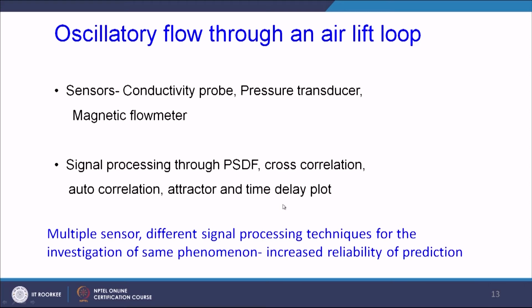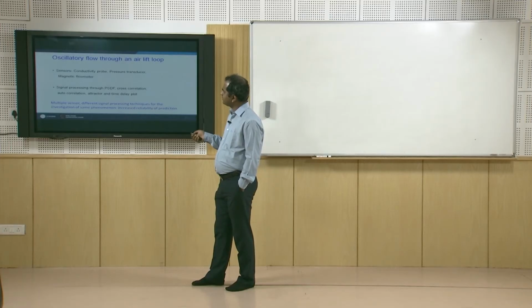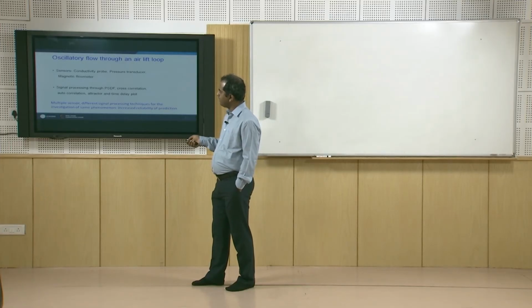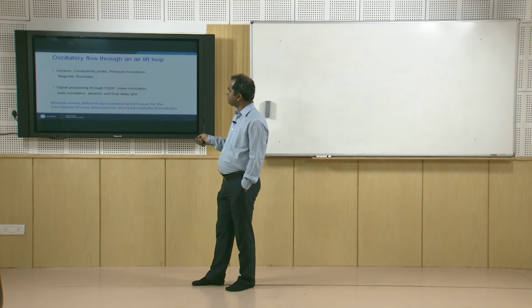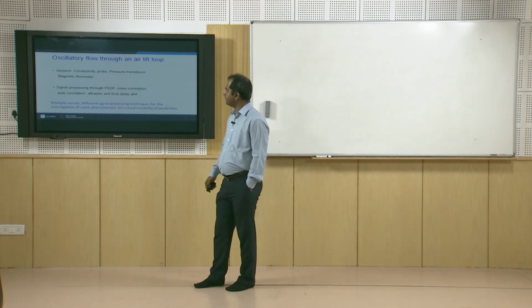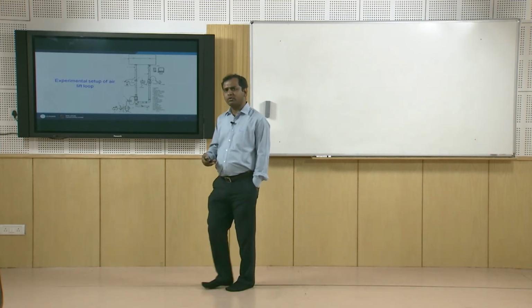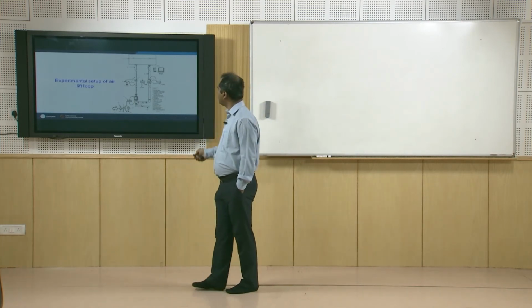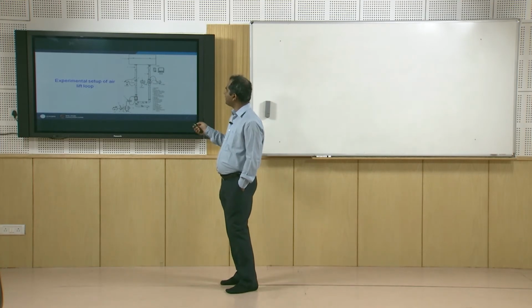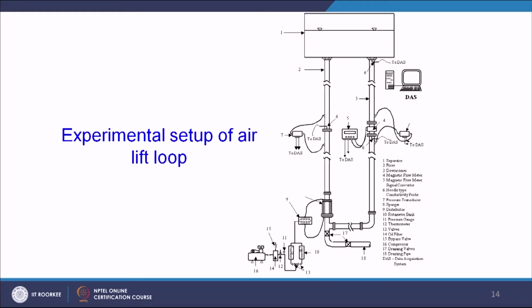As you have already understood, we have conductivity probes and multiple sensors here, and we will elaborate on the different signal processing. This is a schematic of the setup. As all of you know, an airlift pump has one tank here and one riser. This is the riser and this is the downcomer, through which liquid comes down, and from here it once again moves up.